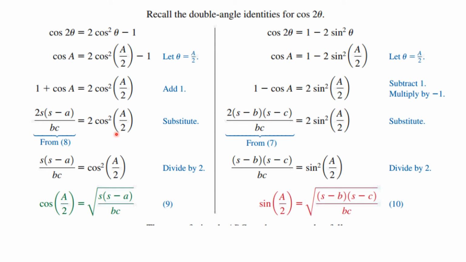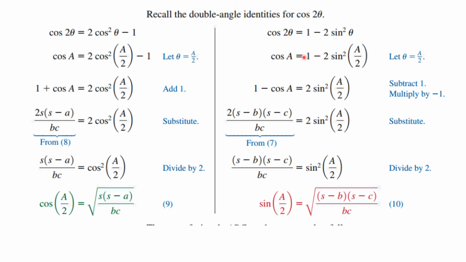We can now divide both sides by 2 and get cosine squared a over 2 is equal to s times s minus a over bc. And if we take the square root, we get what we're going to call equation 9, which is cosine a over 2 equals the square root of s times s minus a divided by bc. We're going to do a similar thing to get an expression for sine a over 2.